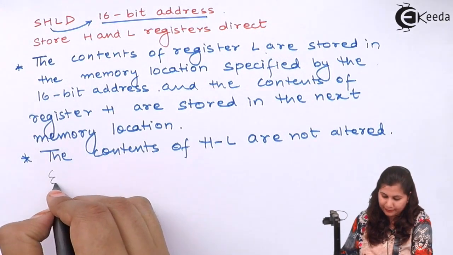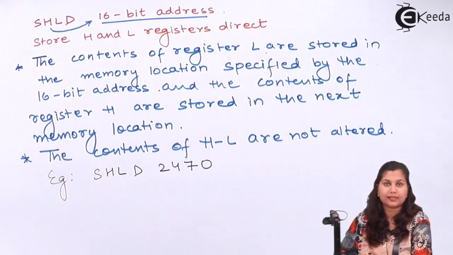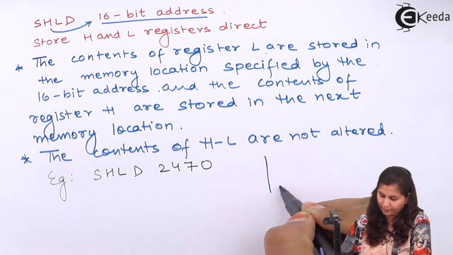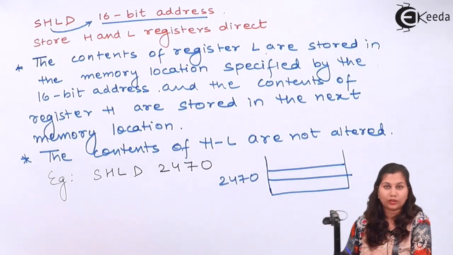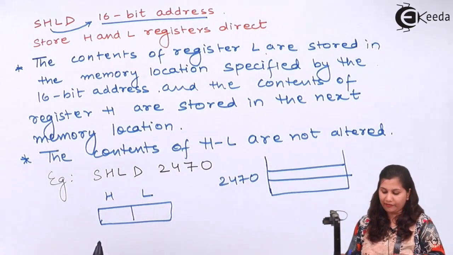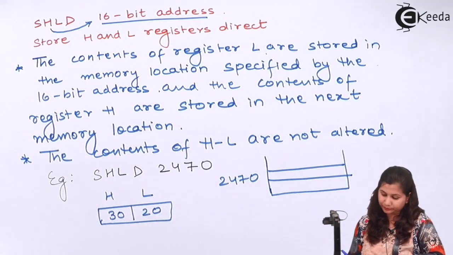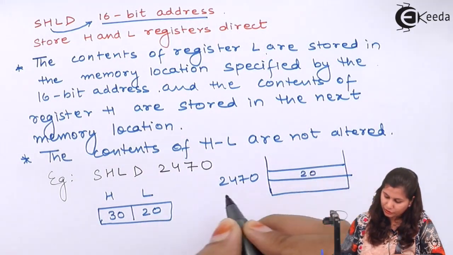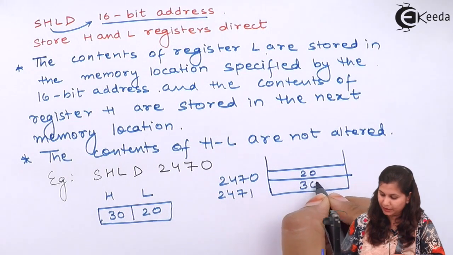If we take an example, then we have SHLD 2470. So 2470 is a memory location. This is 2470, and we have the H and L register pair. Now this register pair has a number in it. Suppose we have 30 and 20. So the L register has 20, so 20 will be stored at this memory location, and at the next memory location 2471, the H register is stored.